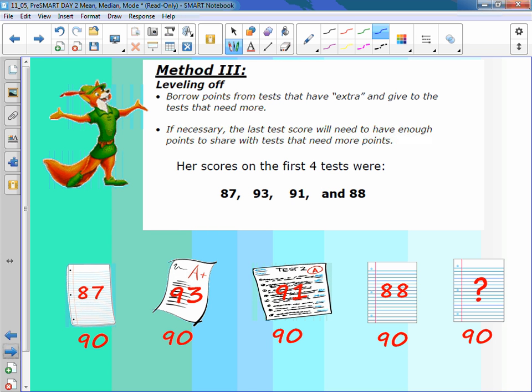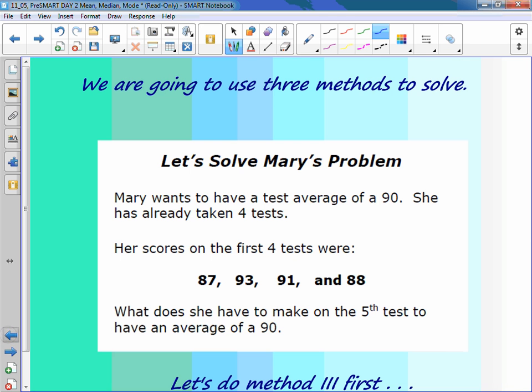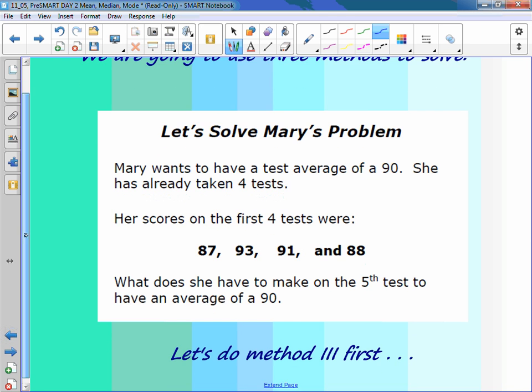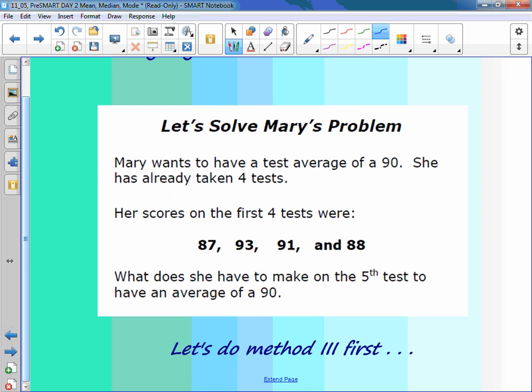So we're going to try to level these off. Here we go. Where's Mary? Let's read about Mary. Here it is. Mary wants to have a test average of 90. So what's the average? 90. 90, 90, 90, 90. And guess what? There's a test missing. If you forget that blank, you're going to be lost on your homework.